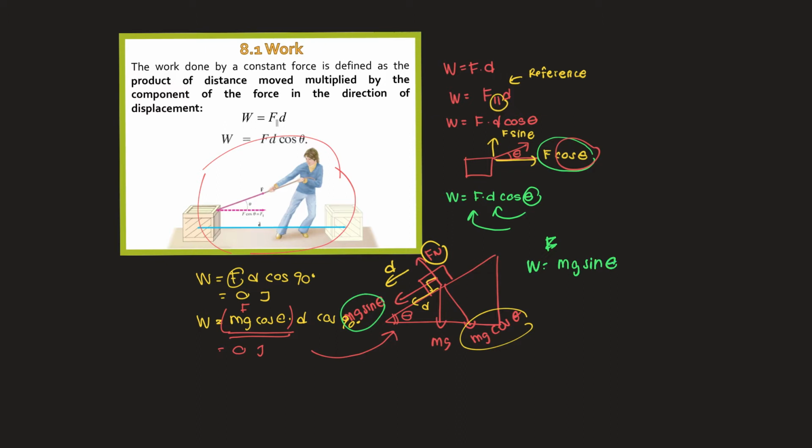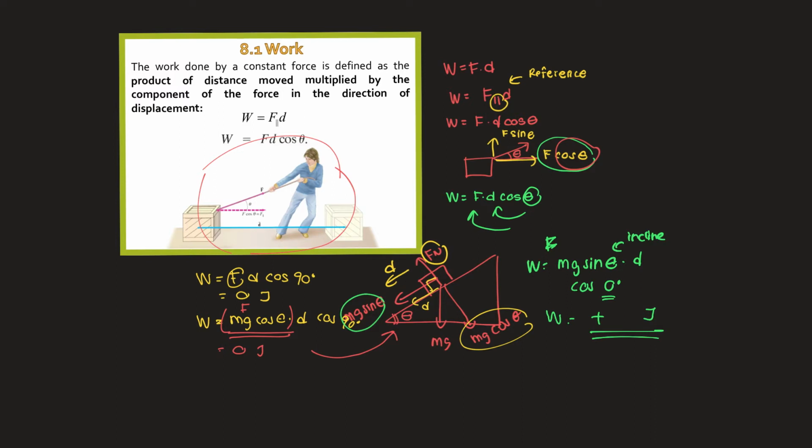Here theta, please take note, is going to be the inclined plane theta. Then multiply by d, and the cos here is going to be 0 degrees. Very good, because the d and the mg sine theta are in the same direction, therefore it's going to be 0 degrees. So it's going to produce a positive energy.